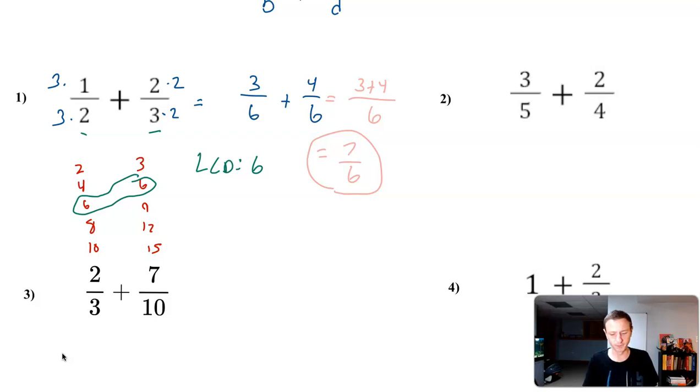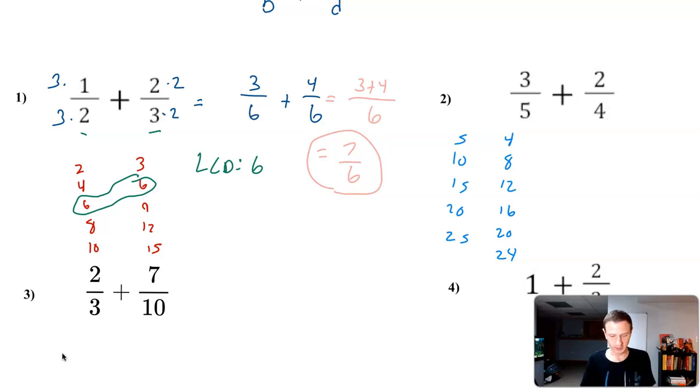Okay, let's look at number 2. Our denominators of 5 and 4 are not the same, so we need to make them the same. I'll show you the multiples idea one more time with this. 5 is 5, 10, 15, 20, 25, and 4 is 4, 8, 12, 16, 20, 24.